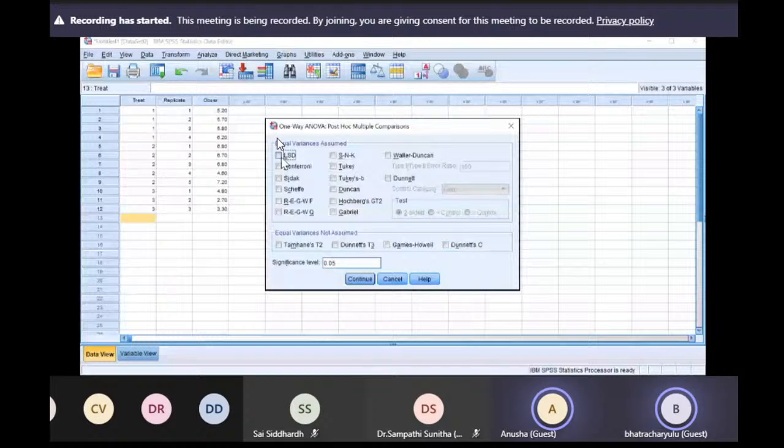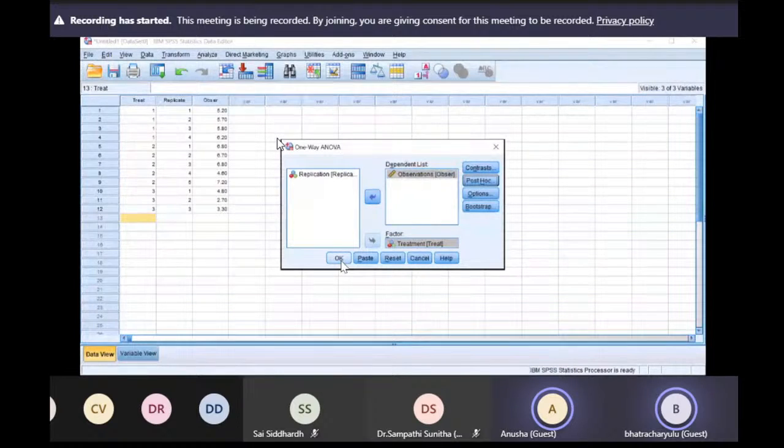And I'm selecting now only one of the tests, that is the LSD. Okay. And you set the value of P as 0.05. Even for equal variance, you can assume it. There is no problem at all here. Equal variances assumed, or any one that you can select. Okay. Continue.